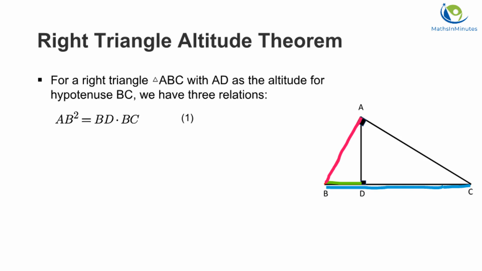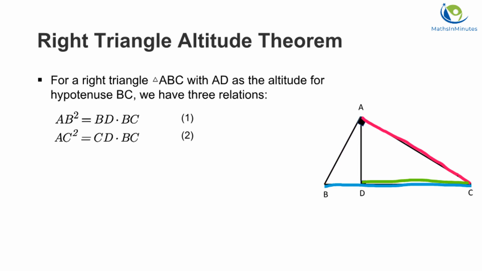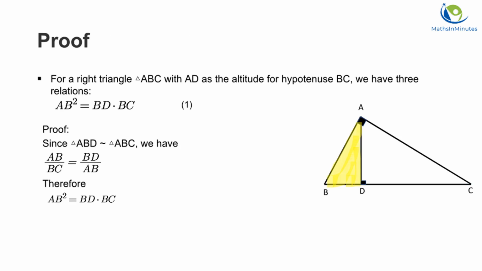The first relation states, AB square is equal to BD times BC. The second relation states, AC square is equal to CD times BC. The third relation states, AD square is equal to BD times CD. We can prove right triangle altitude theorem using similar triangles.